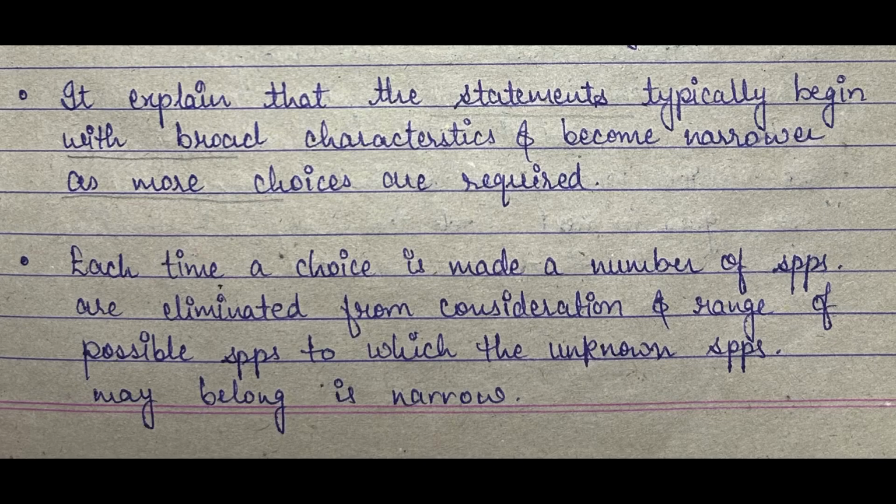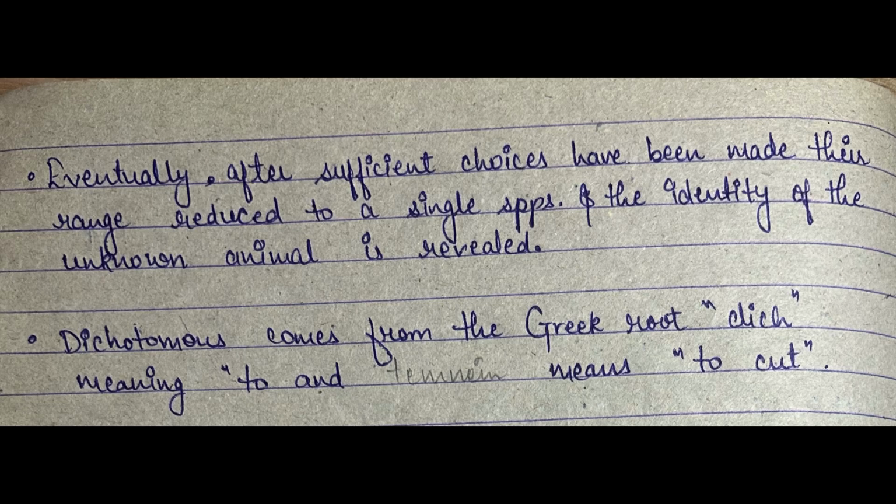we have a spider. Next point: each time a choice is made, a number of species are eliminated from consideration, and the range of possible species to which the unknown species may belong is narrowed. Eventually, after sufficient choices have been made, the range is reduced to a single species and the identity of the unknown animal is revealed. Dichotomous comes from the Greek roots dicha, meaning in two, and tomos, meaning to cut.